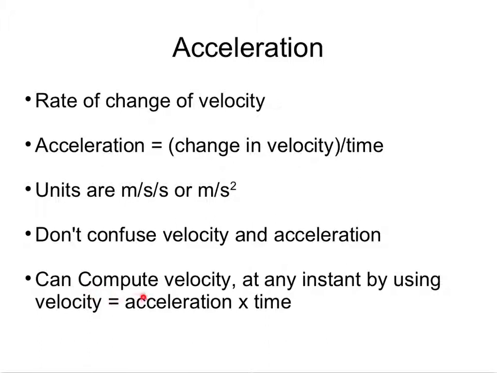Now, we will often compute the acquired velocity or the change in velocity at any particular instant by using this formula, velocity is equal to acceleration times time, keeping in mind that this velocity is the change in velocity, the velocity acquired. So a good example for this might be an object that starts from rest, and let's say it's accelerating at 2 meters per second squared. So that means after 1 second, its velocity is going to be 2 meters per second because the acceleration says that it's gaining 2 meters per second every second. After 2 seconds, its acquired velocity is now 4 meters per second. After 3 seconds, 6 meters per second, and so on.